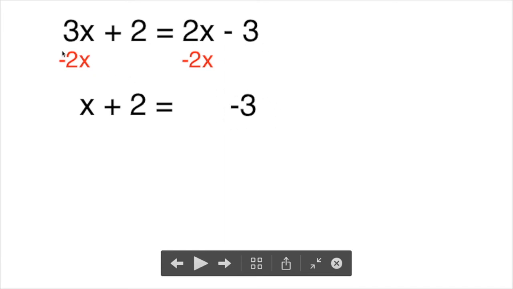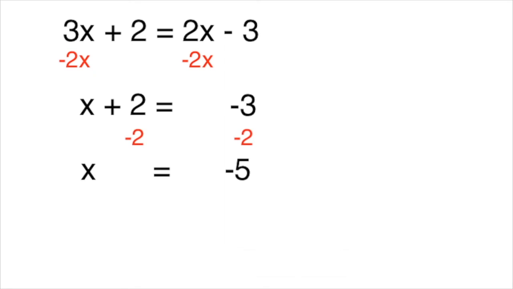So this equation turns into this equation. And we can solve this one. We know how to solve that. x plus 2 equals negative 3. Take away 2 from both sides. x equals negative 5.